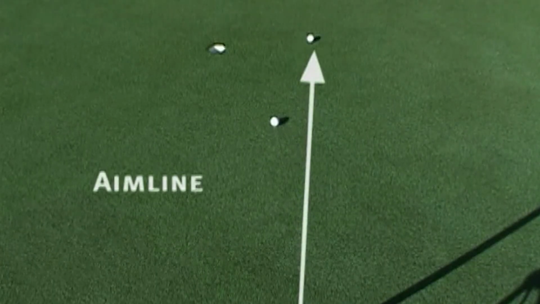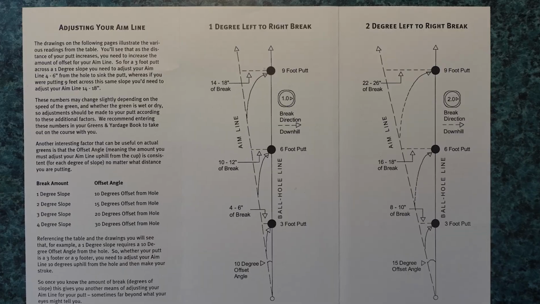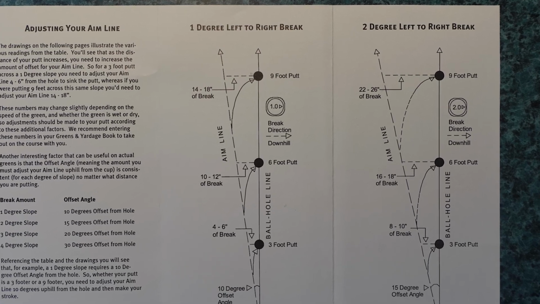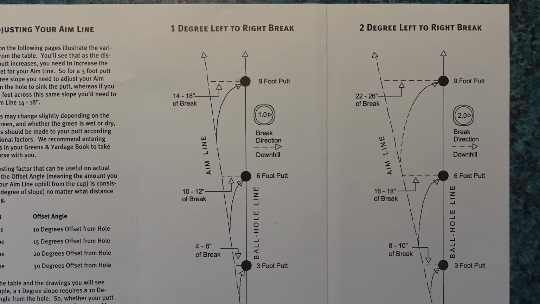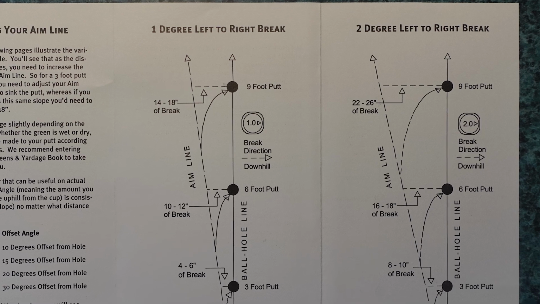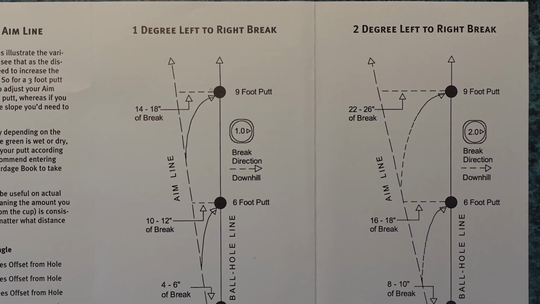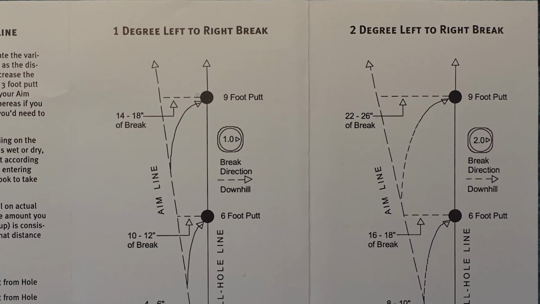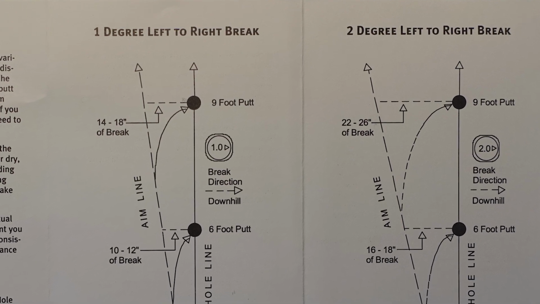Once you use the BreakMaster and it shows you the subtleties of a 1-degree break versus a 2 or a 3-degree break and how much that break can affect your putt, you realize these differences simply cannot be seen with the naked eye. Knowing the severity of the slope is just as important as knowing the break direction. These diagrams are included with every BreakMaster. It's good to study them to get to know the breaks and the amounts of offset.